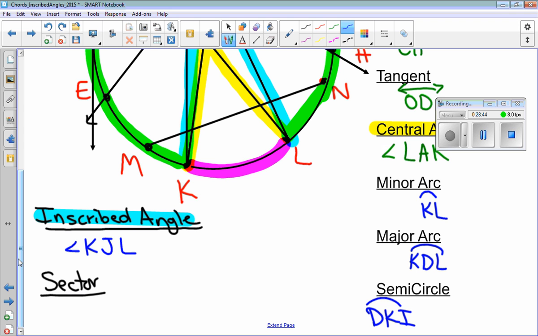Let's go back to the question of a sector, though. What is it? A lot of you eat them a lot. A slice of pizza would be a sector. I love pizza. Don't you love pizza?